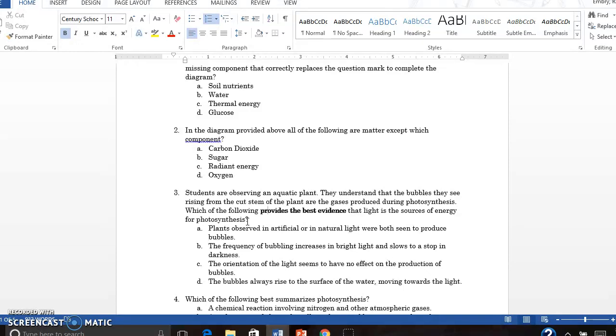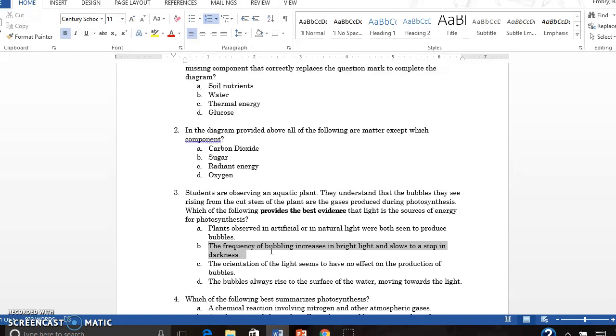So here in this question, you're looking for something that best supports that light is the source of energy for photosynthesis. So your answer needs to involve something that has light. Alright, A says plants observed in artificial or natural light were both seen to produce bubbles. I mean, yes, it does involve light, but it's not the best answer here, so let's hold on to it. Alright, B, the frequency of bubbling increases in bright light and slows to a stop in darkness.